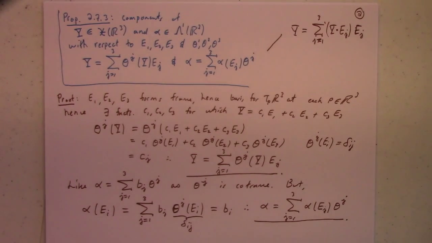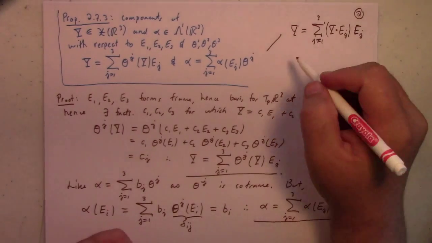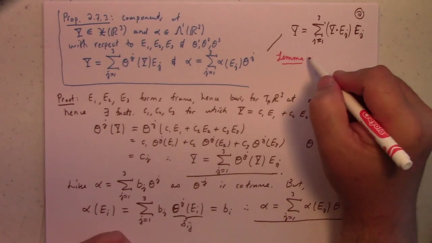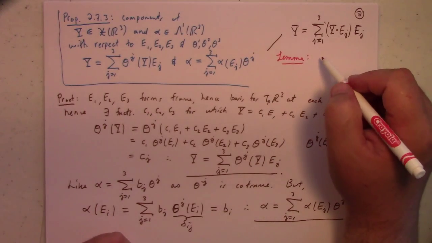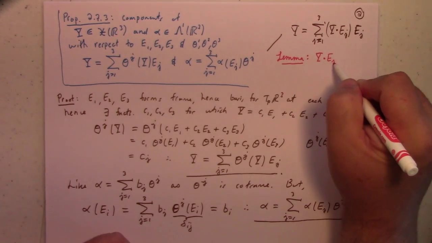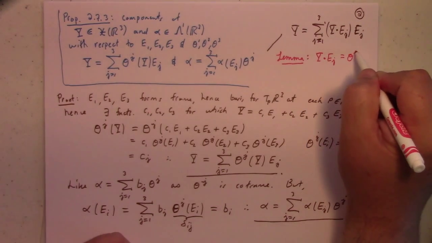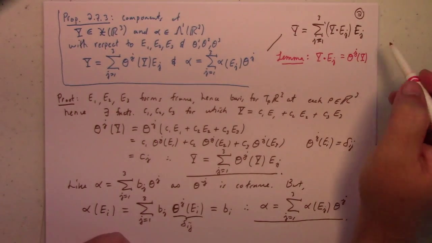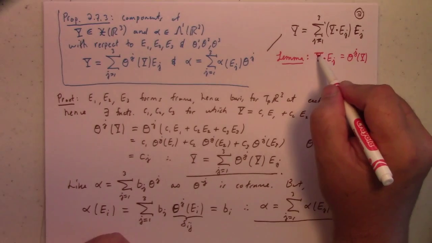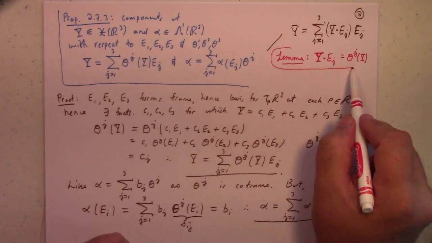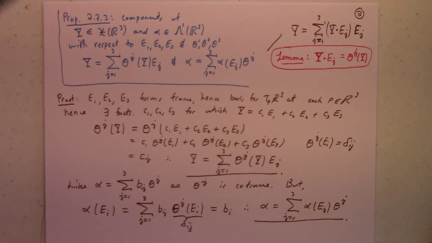I probably haven't given it a decent name yet, but I'll make it red to make it stand out here. There's a little lemma, which we'll probably need, which simply states that y dot ej is equal to theta j acting on y. So here it gives you a transference between the dot product of vector fields in the frame and the action of the coframe on the vector field. That's a wonderful little relation right there. We should remember that.